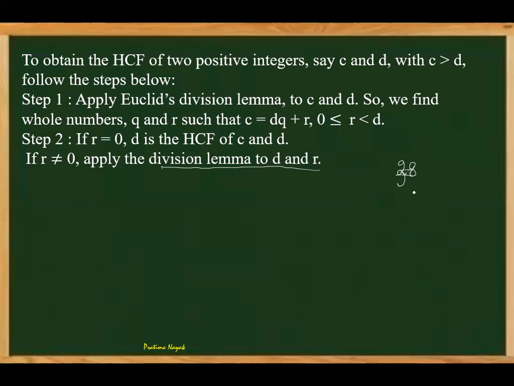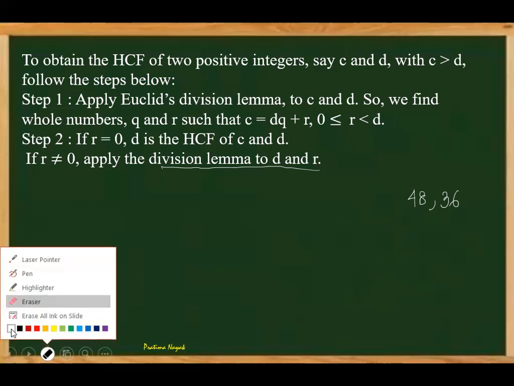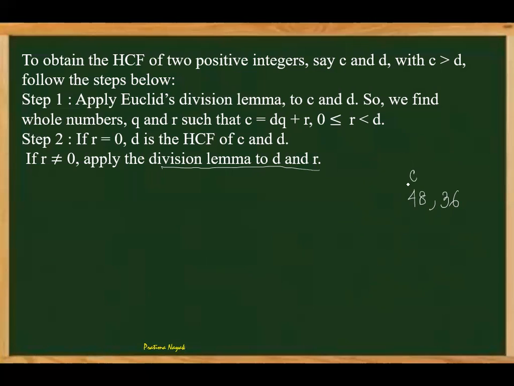This is not the number. I'm taking 48 and 36, and finding the LCM of these two. So C is equal to 48, D is equal to 36. I'm taking one example where I'm not getting remainder 0.